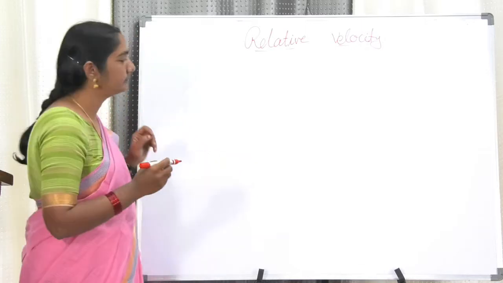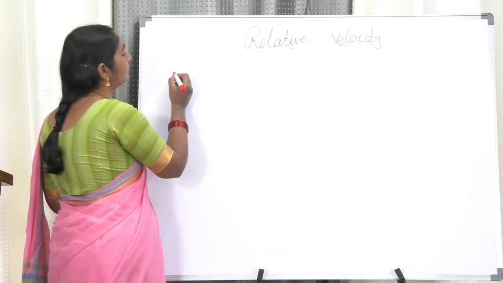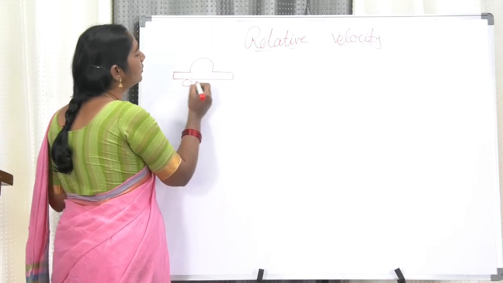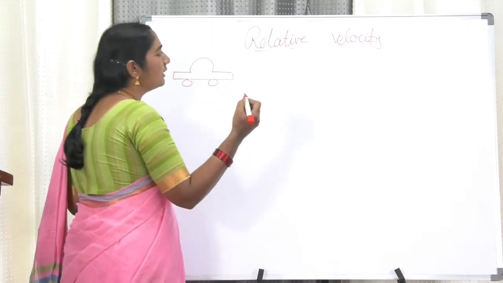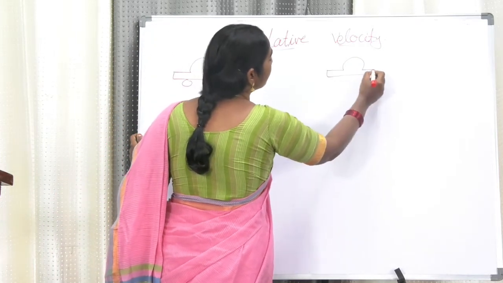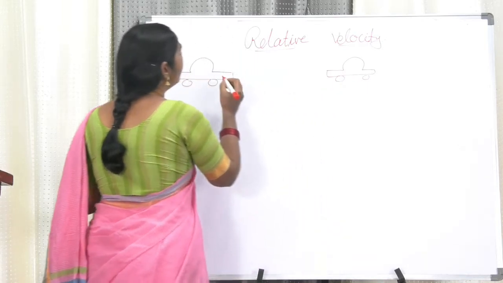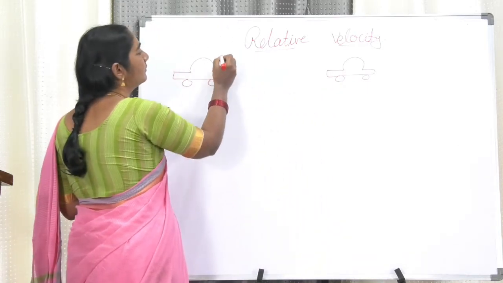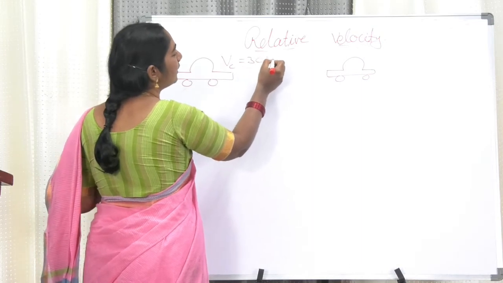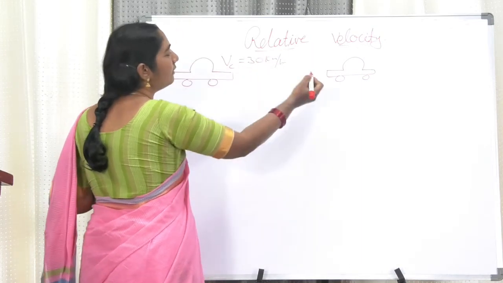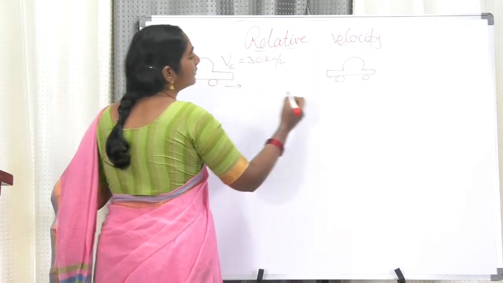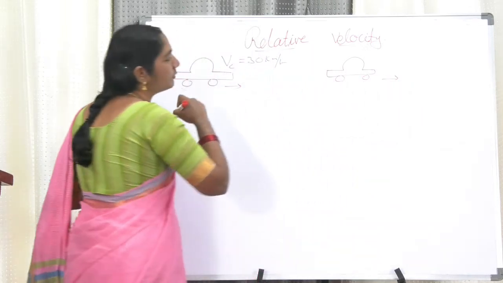Question: two cars which are moving in the same direction with the same velocity of 30 kilometers per hour. So the velocity of the car is equal to 30 kilometers per hour. Both of them are going at the same speed in the same direction.